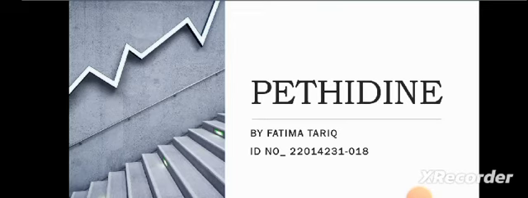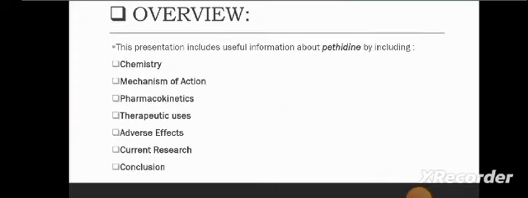So today in this presentation I'm going to share some useful information about the chemical substance pethidine. So let's start. Here is an overview of this presentation. This presentation includes useful information about pethidine, covering aspects like chemistry, mechanism of action, pharmacokinetics, therapeutic uses, adverse effects, current research, and conclusion. So let's take a look at each of them step by step.